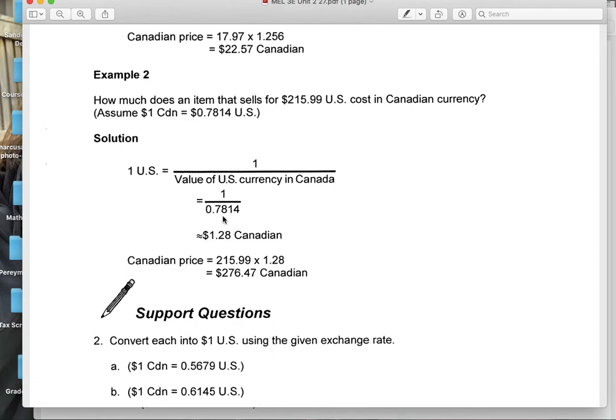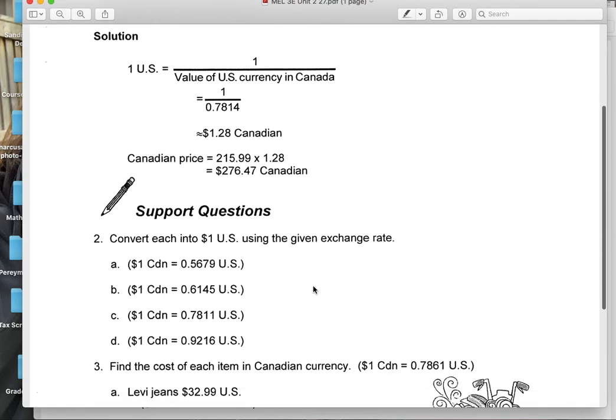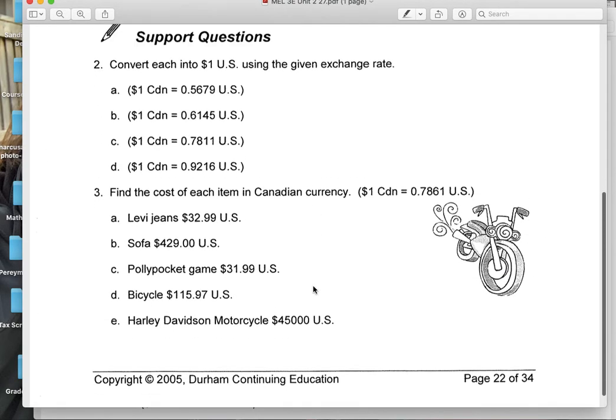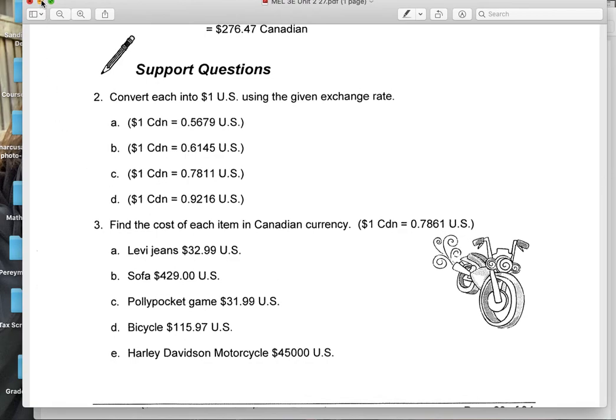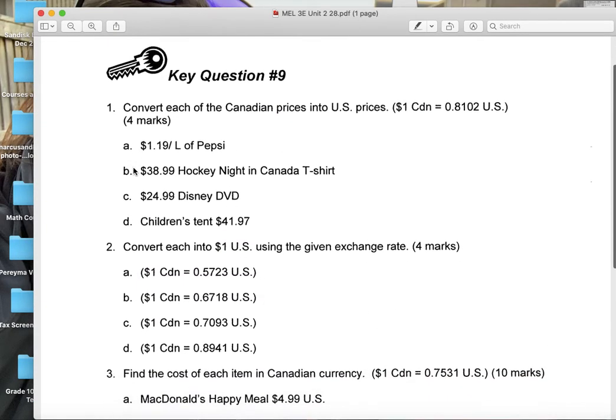So this number isn't 2 decimals, but the reason we're rounding it to 2 decimals is because it's money. So once you do this division calculation here, keep your decimal to 2 spaces because we're using money. So when we find the Canadian value of $1.28, you're going to go ahead and multiply it by that original US price up here to get the cost in Canadian funds. So you guys can practice these support questions, or you can head straight to the key questions.